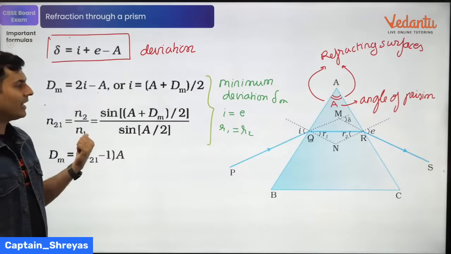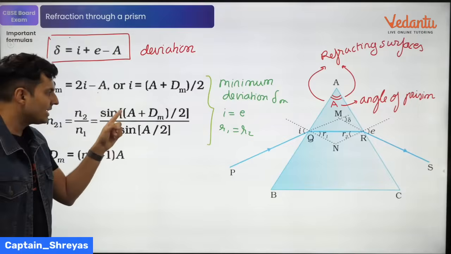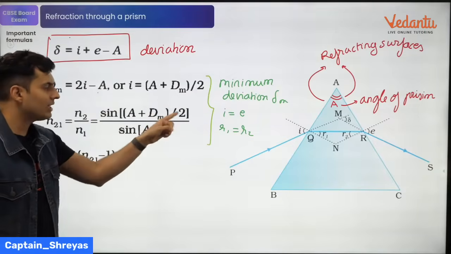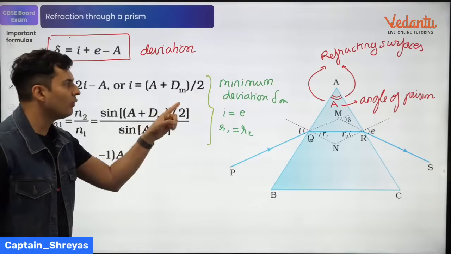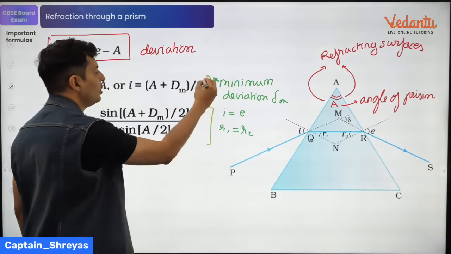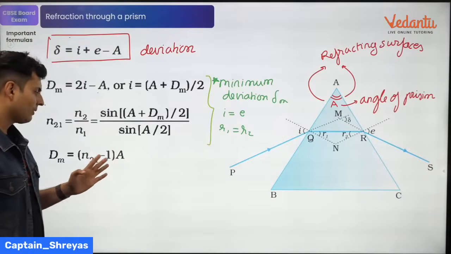And the refractive index of the prism becomes sine of (A plus minimum deviation) by 2, upon sine of A by 2. This is only true for minimum deviation. Don't use this formula otherwise, or you will get wrong answers. Very important.